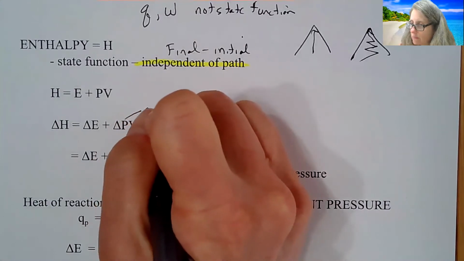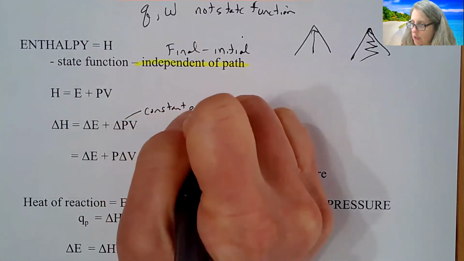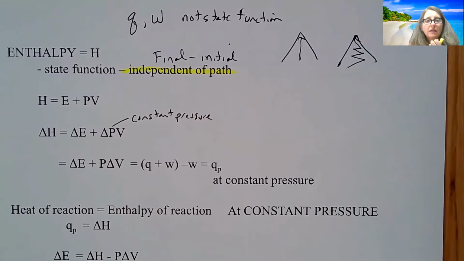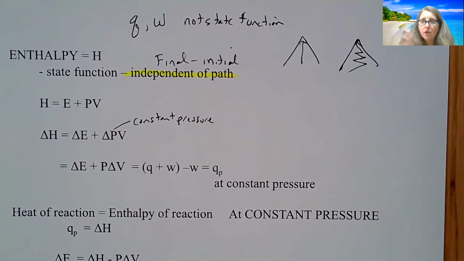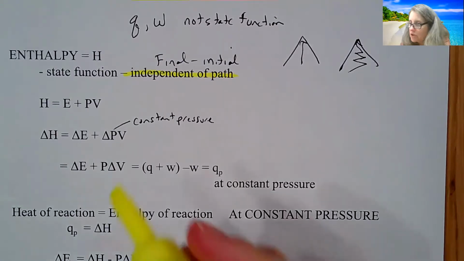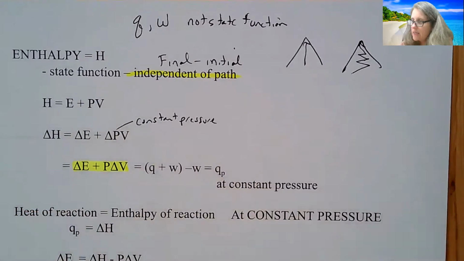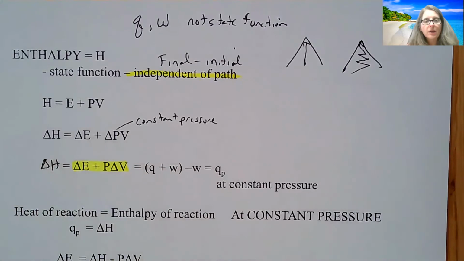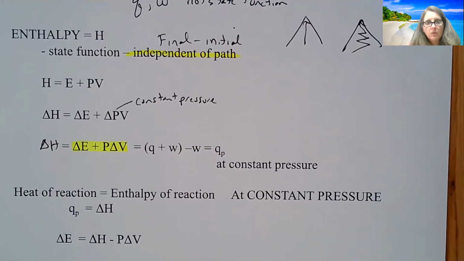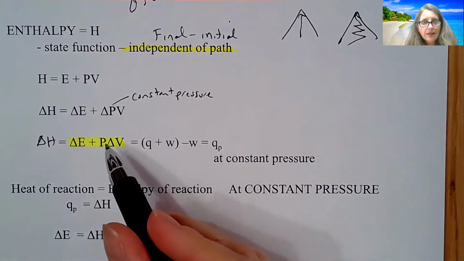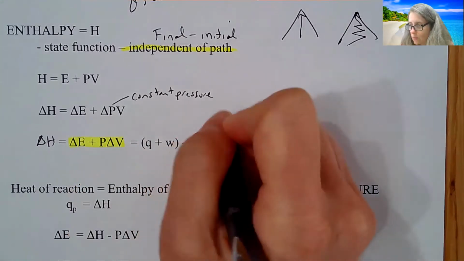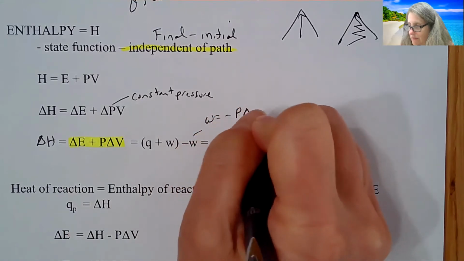But we know that most of our experiments are under what we call constant pressure, meaning we're in a lab setting and we have it open to the surroundings. I'm not changing the pressure. So really the definition of enthalpy is this, okay? Delta H is equal to delta E plus P delta V. Well, we know P delta V is kind of my definition of work. Work is equal to negative P delta V.